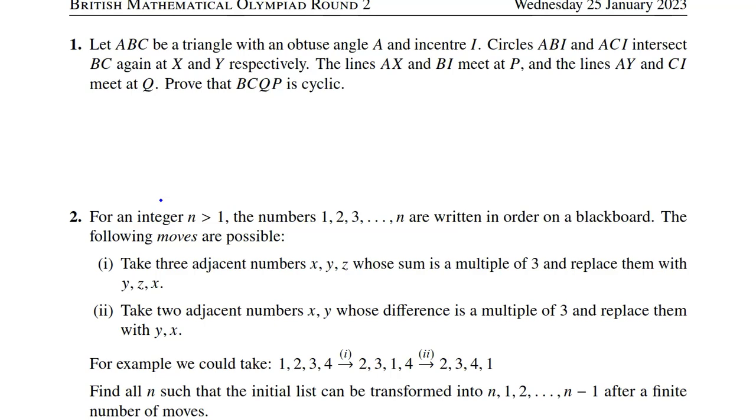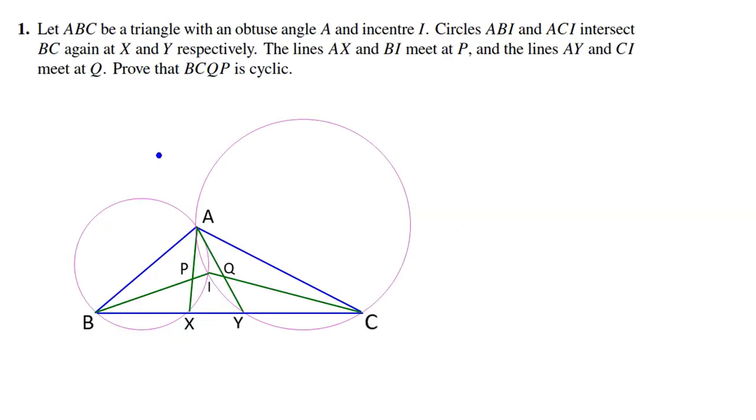So let's see how we can solve this problem. Let's start with problem number 1. It says let ABC be a triangle with an obtuse angle A and incenter I. So let me draw the figure. Okay, it is a figure. Obtuse angle A, incenter I. Incenter means the intersection of the internal angle bisectors, and it is also the center of the incircle, the circle that is tangent to all three sides.